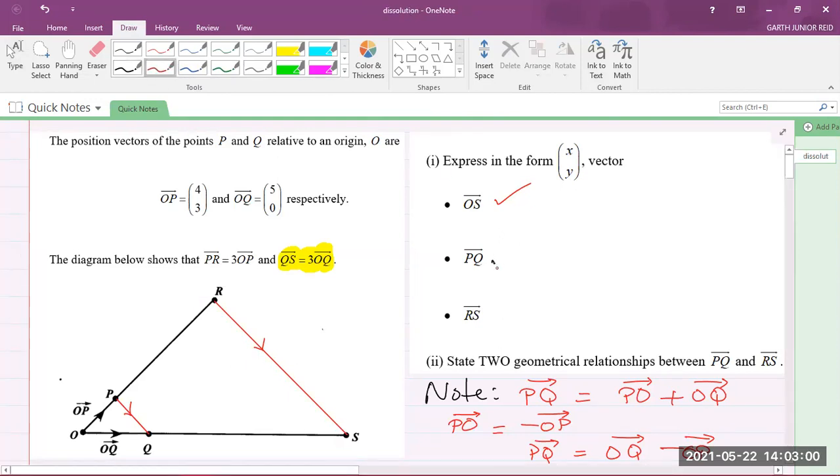Let's write that here. Finish with the vector PQ. And now we want to try and find the vector RS. Now let's look at the diagram. We want to move from R to S, right? Starting at R, ending at S.